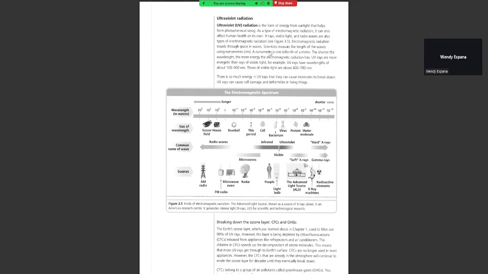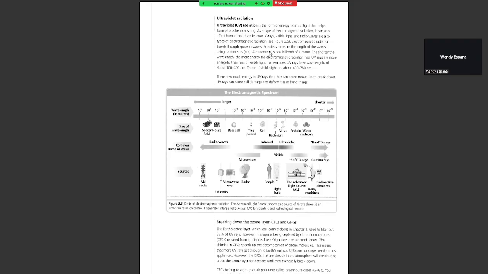The names are very common to us. There's radio waves, and then microwaves, radar, infrared, ultraviolet, X-rays, gamma rays. You'll see they're all listed there. We've heard a lot of these. The different rays depend on how long the wavelength is.